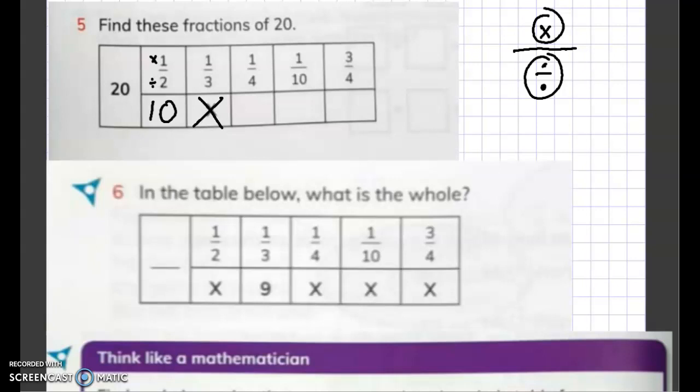Now, 20 divided by 3 is impossible to not have a remainder. So this is nothing here. So that's why there's a cross here. Now let's solve the next one. 20 divided by 4 is a 5. 5 times 1 is still a 5. So we write a 5 here. And next number here.